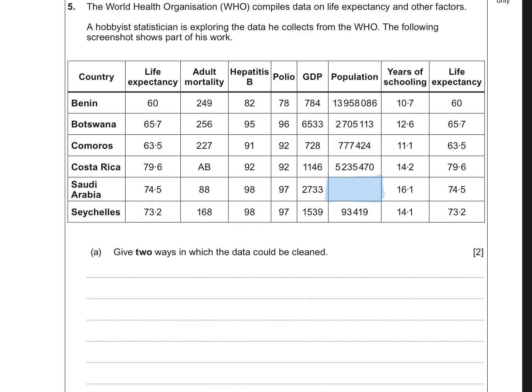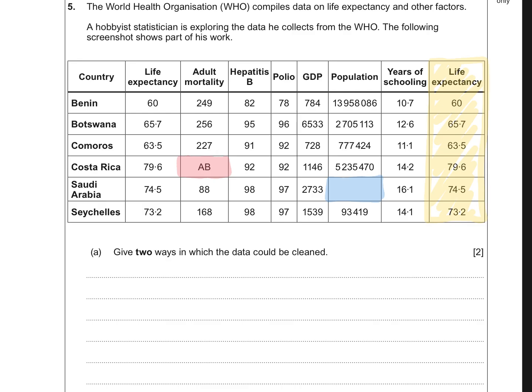Something else that looks a little bit fishy is this bit of data here, having an adult mortality rate of AB. Doesn't really make much sense either, so that could be one of my other comments. This entire column here, while there's nothing wrong with it, it feels odd to have duplicated data in my table, so I could probably cut that out as well.